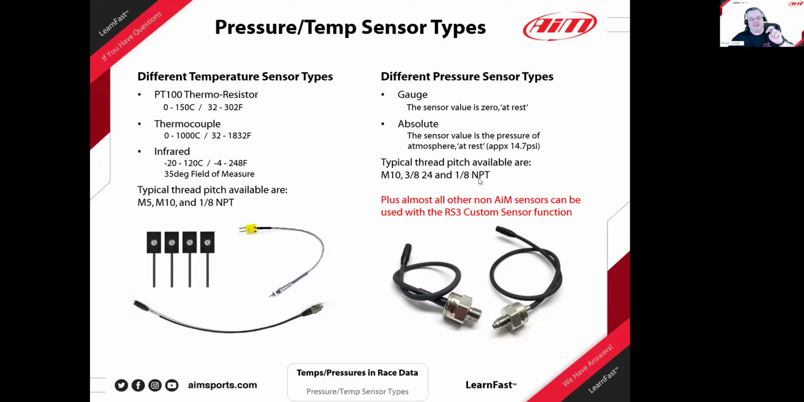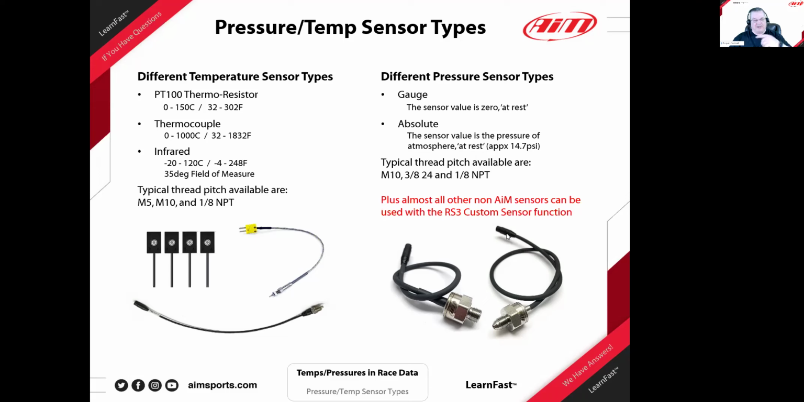The second important thing is that there is a ton of different ways you can mount it. There's a 10 millimeter M10, there's a 3/8-24, an AN fitting, and there's a 1/8 NPT. Same thing with the thread pitch for some of the different temperature sensors. So that's another piece where you need to understand what you're going to put it into, and we have all these different thread pitches available to make it easier to install.